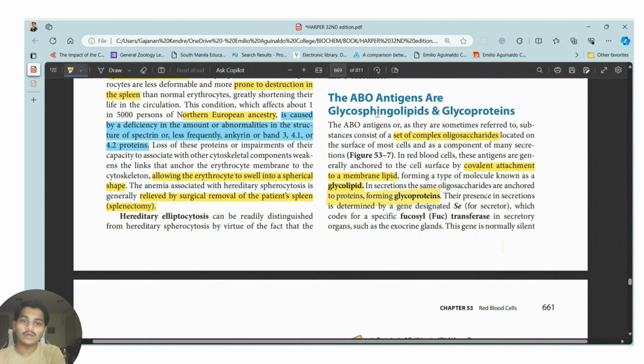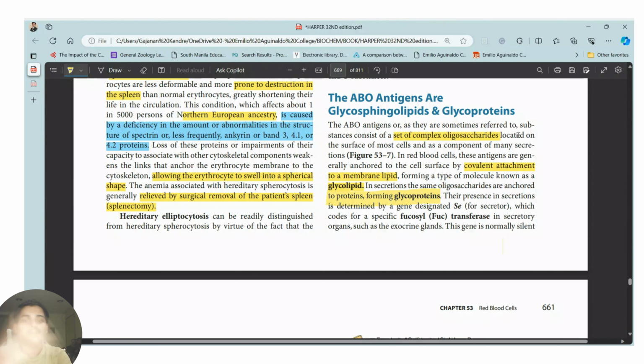glycosphingolipids or glycoproteins. The ABO antigens, or as they are sometimes referred to, substances, consist of a set of complex oligosaccharides. It means how we determine how A becomes A, B becomes B, and O is nothing. There are some oligosaccharides present on the membrane which determine the A or B antigen of that particular RBC or blood group.